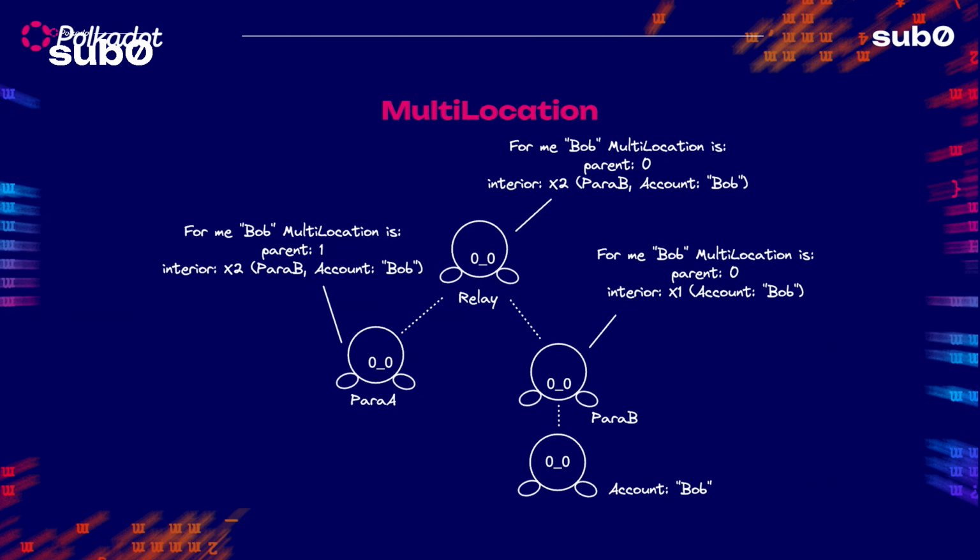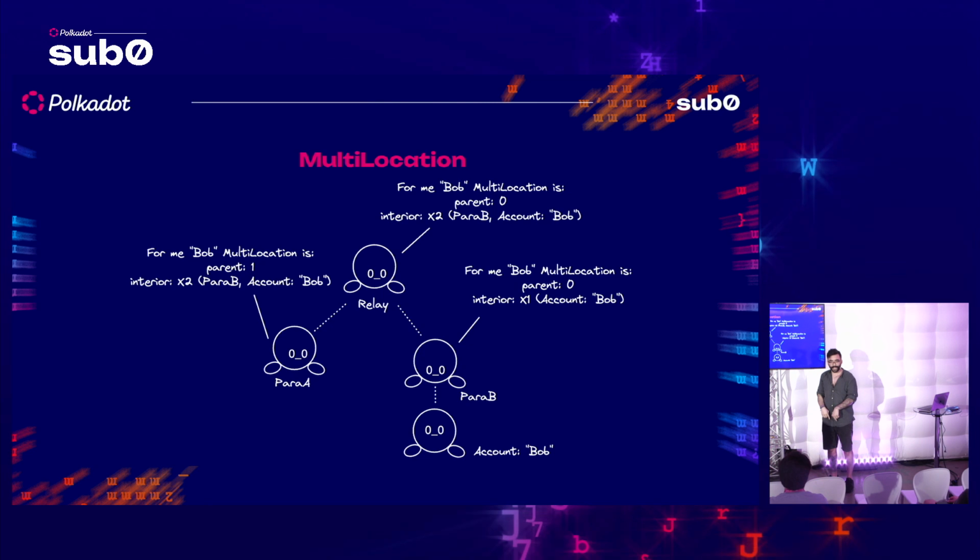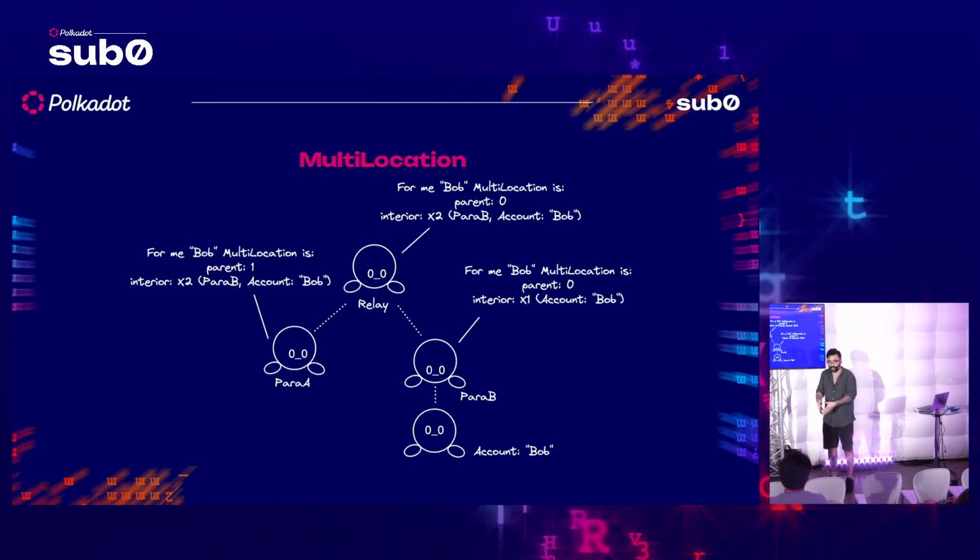How does it work? I like to relate it to how the folder system works, in which you can go up levels and go down levels, yes? And in this case, we have Bob here, which is an account. For Parachain B, Bob is inside Parachain B, so there is no need to go up, which is parent 0, and interior x1 account Bob, which is like, okay, I go one level down, me being the parachain, inside of me there's Bob.